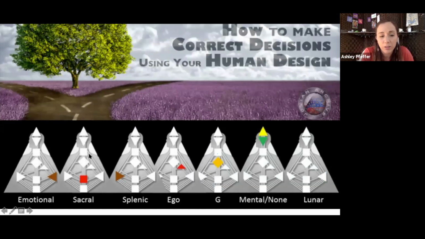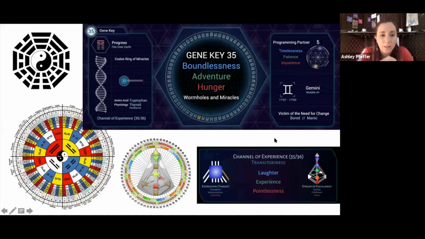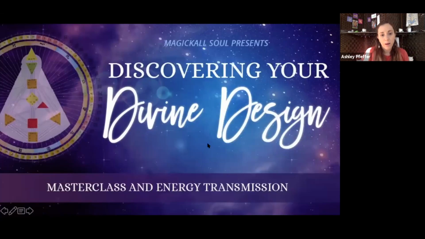We're not going to go into the different authorities, but there's emotional, sacral, splenic, ego, G, mental, and lunar. And this is just the connection of all of them. Because Gene Keys, Human Design, I Ching, astrology, all that stuff is connected. And you can, like I said before, use all of these as tools to help you really understand and master yourself. Because this is all about self-discovery to get into self-mastery.